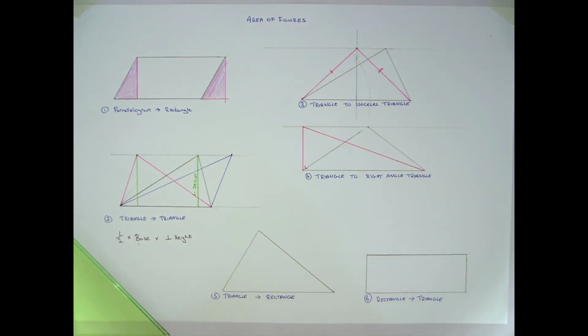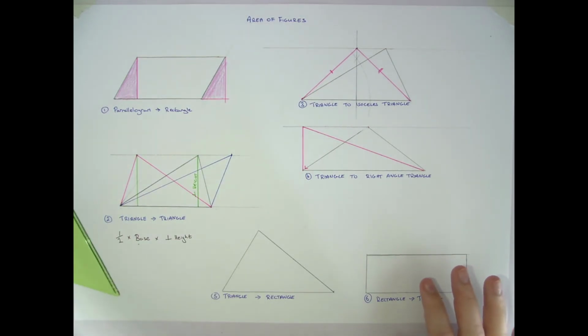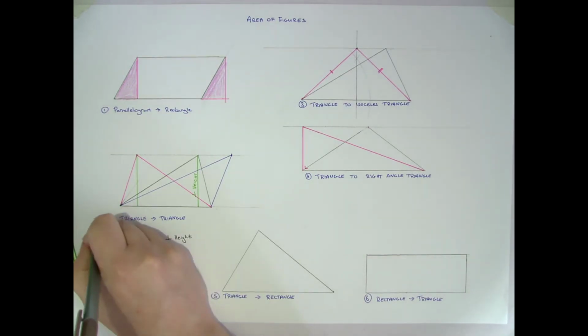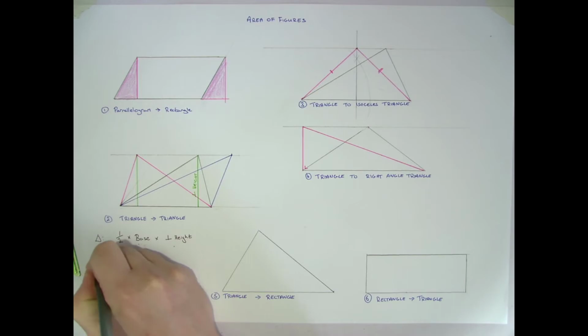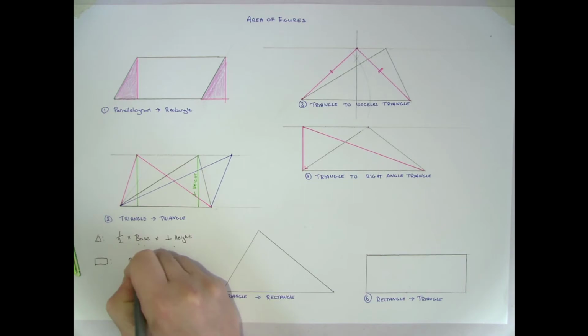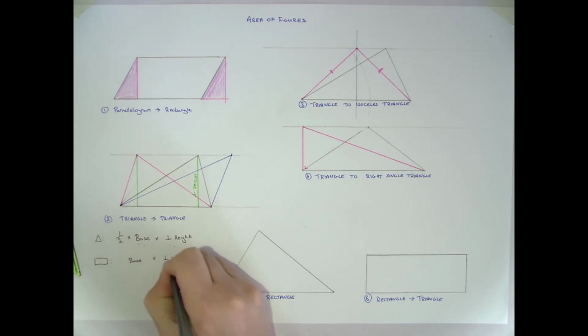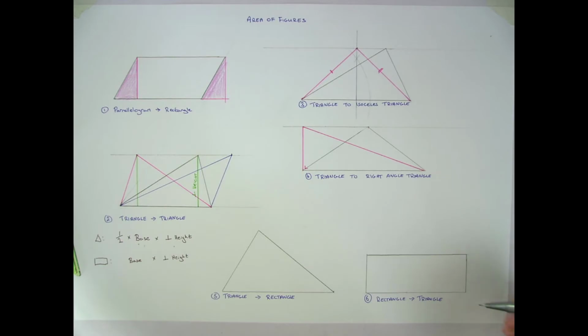The fifth one that we're going to look at is a triangle to a rectangle, and then rectangle to triangle. For this, we need to figure out the difference between our formulas. So for a triangle, our formula is half times the base times the perpendicular height. For a rectangle, our formula is going to be the base times the perpendicular height. Oftentimes we just call it the height, but it is the perpendicular height as it's a 90-degree bend.